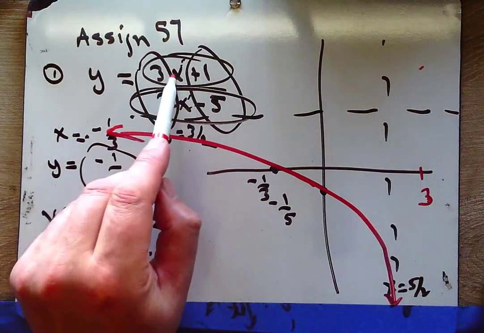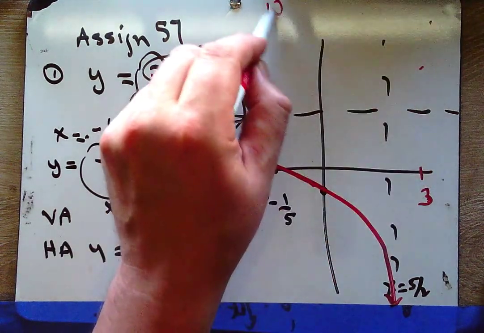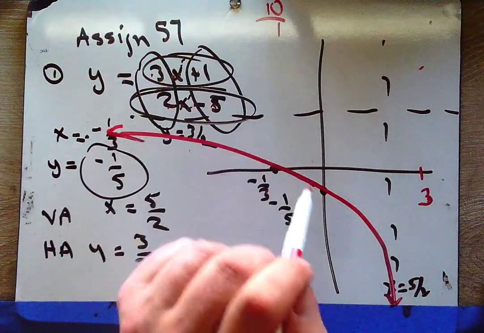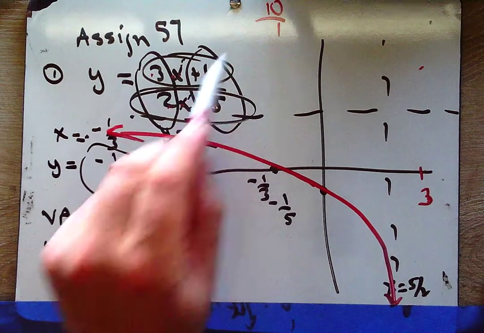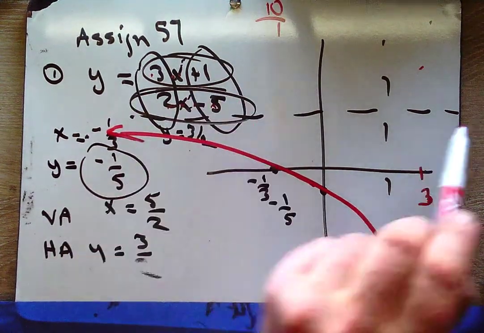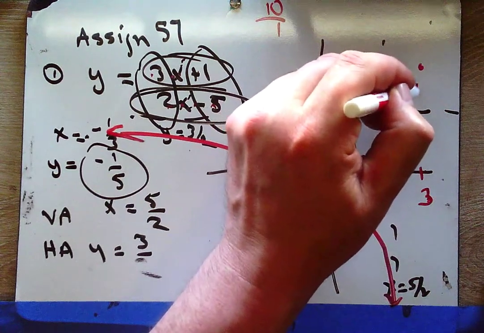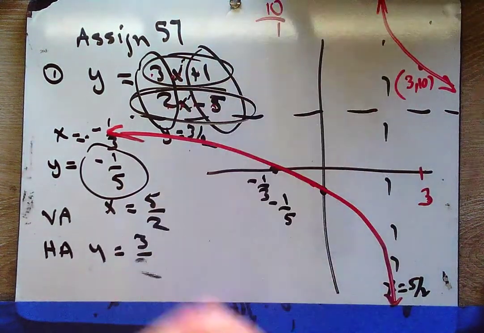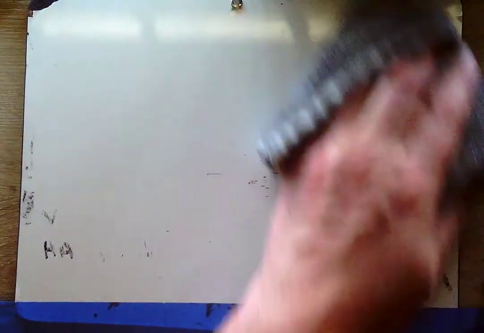So if I plug a 3 in there, I get 9 plus 1 is 10 on top. And 3 times 2 is 6, 6 minus 5 is 1. So my y value at 3 with this function is 10. The horizontal asymptote is 3/2. 10 is much higher than that. 3, 10. And I bend to the asymptotes. There's our first one. All right, let's keep going.